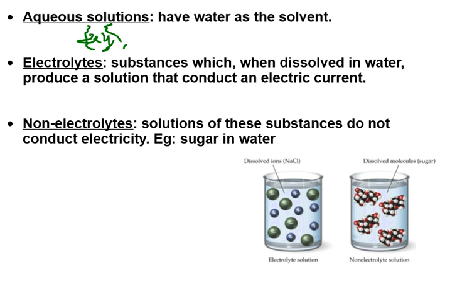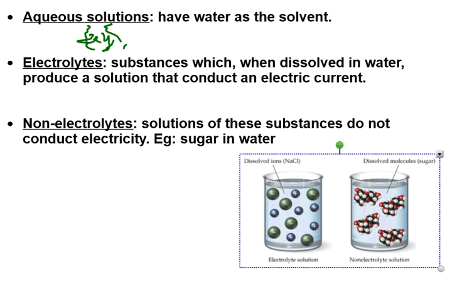Electrolytes are substances which, when dissolved in water, produce a solution that conducts an electric current. I can actually show you an example of this in class. A really good example is salt water. Non-electrolytes are solutions of substances that will not conduct electricity, for example, sugar and water.